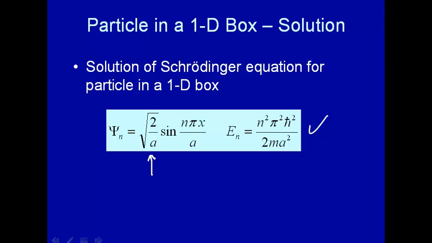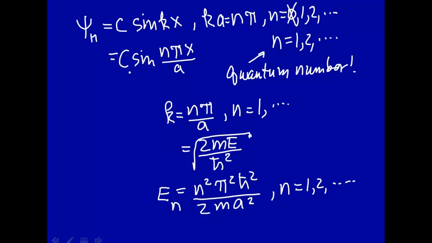But where did this thing come from? So we're almost there. C is an as yet undetermined constant. How do we define what C is? Find what C is. Well, here we use a normalization condition.